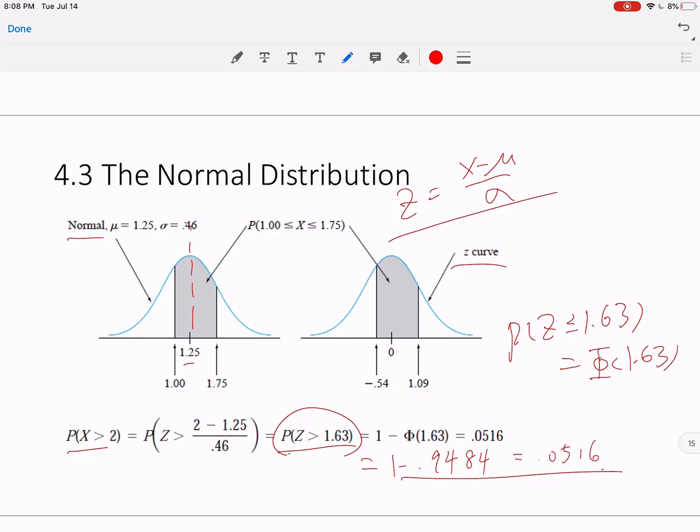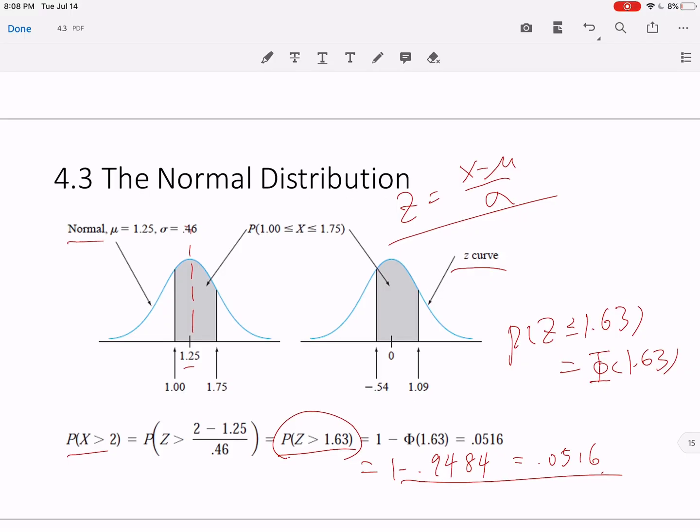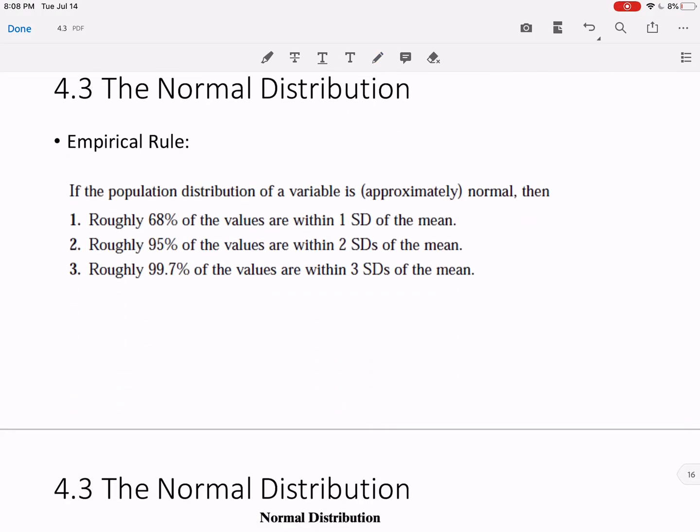Okay, so that's pretty much how to figure out this problem. All right, the standardization, this thing here, is the most important thing in this section. The reason why we need to do that is that we are not able to integrate the PDF of the regular normal distribution.